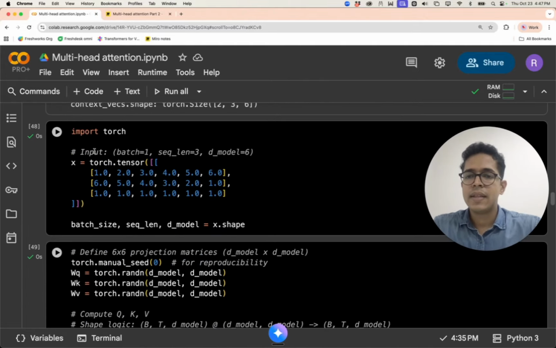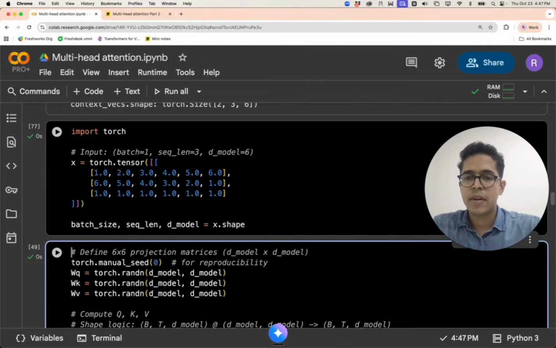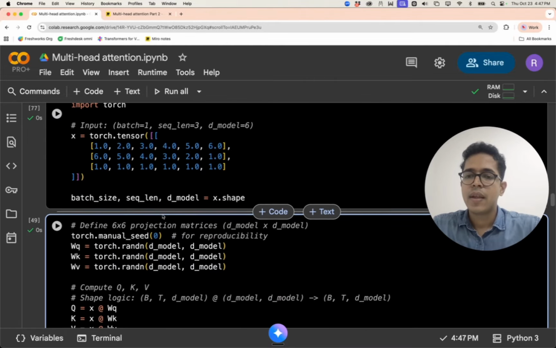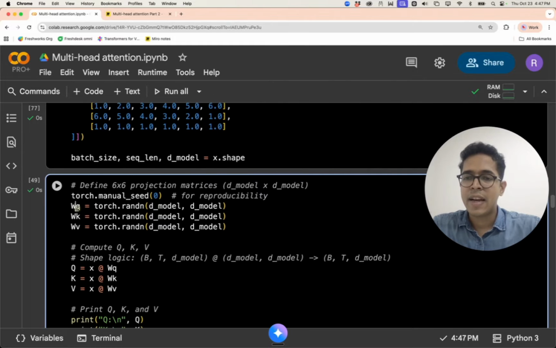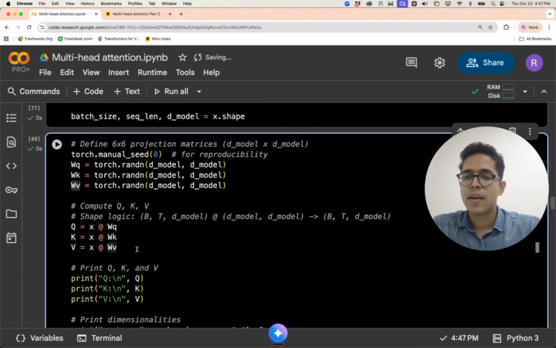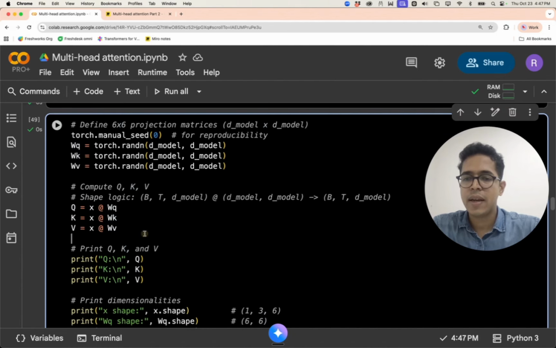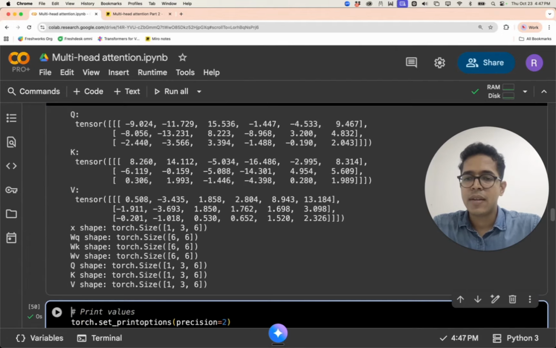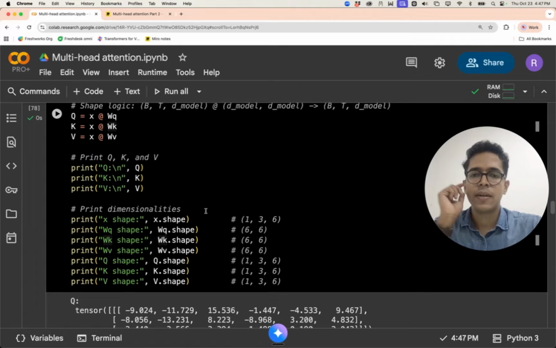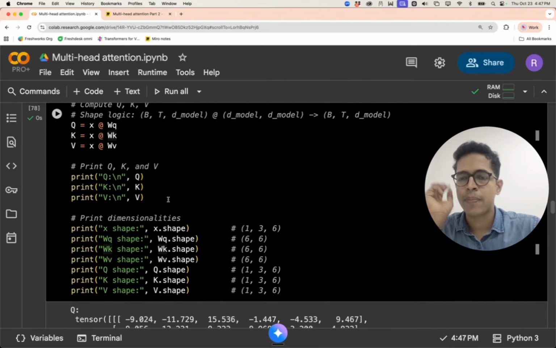So let's say these are my 3 input tokens, each of dimension 6. Okay. And then I can define random matrices as weights, WQ, WK, and WV. And Q is equal to input X multiplied by WQ, K is equal to input X multiplied by WK, and then WV. And then if we run this, we can calculate the dimensionality of each of them.